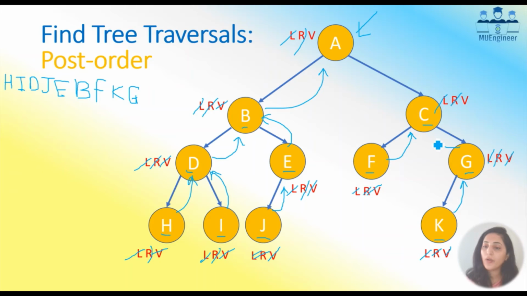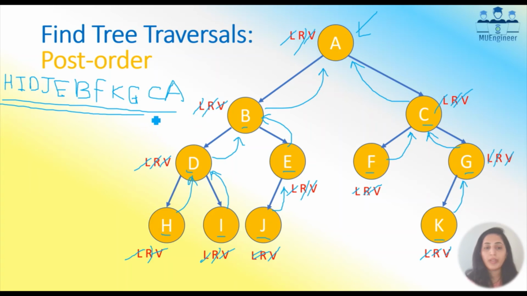After G, I'm done, so I go back to my parent, that is C. C says visit the node. So now I visit the node C. I'm done with all operations at C. So I go back to my parent A. A says visit the node. So here we are visiting the node A at the last. And now I'm done with all the operations at the root node. So I will stop my traversing sequence over here. So with this, we have found the post-order traversal sequence for the given tree. The sequence is H, I, D, J, E, B, F, K, G, C, A.